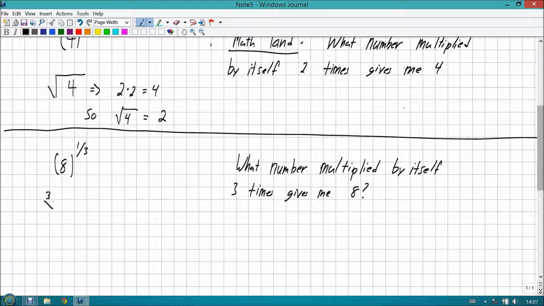Or, what is the cubed root of 8? This 3 here tells me how many times I have to multiply a number by itself to get the number on the inside. So in this case, what number multiplied by itself 3 times gives me 8? Well, once again, we kind of luck out, because 2 times 2 times 2 is equal to 8. So the cubed root of 8 happens to be 2.